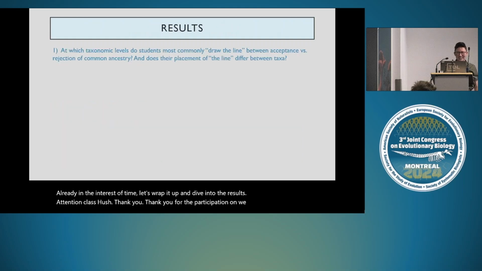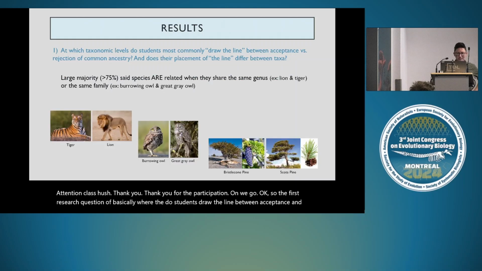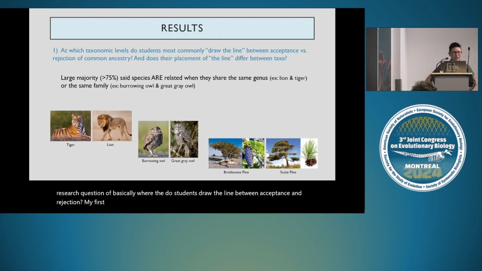On we go. For the first research question, where do students draw the line between acceptance and rejection, my first finding was that a large majority of students said that species are related when they either happen to share the same genus or the same family. Just so you know, in the interview they were given photos with common names, but I also let them know that they can get additional information about the species if they ask. So generally, same genus or same family, most said, yep, they're related.